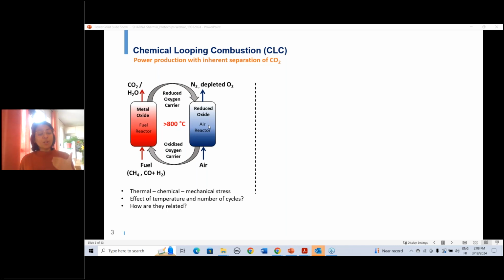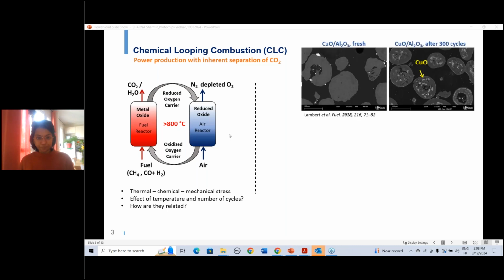So what we want to understand in our study is the effect of temperature and number of cycles, and how all of these phenomena are related. So let's have a look at the material. As I said, it's very similar to conventional catalysis material. We have alumina as a support for our active phase, which is a copper oxide. The fresh material, as you can see, is mostly composed of a homogeneously dispersed copper phase in the support.